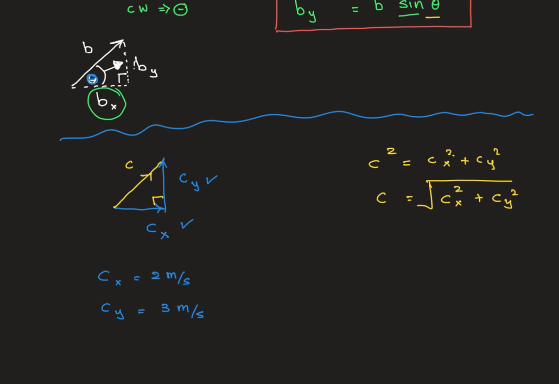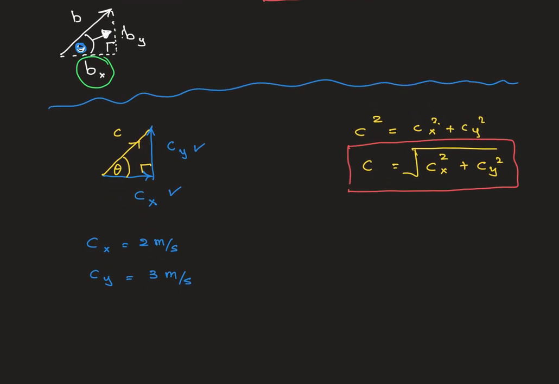So whether it is C, A, B, F, whatever the vector is, this is the way you find the magnitude of a given vector when the x and y components are given. And then the same way, here we have to find the angle theta, that is the direction at which the C vector is pointed.